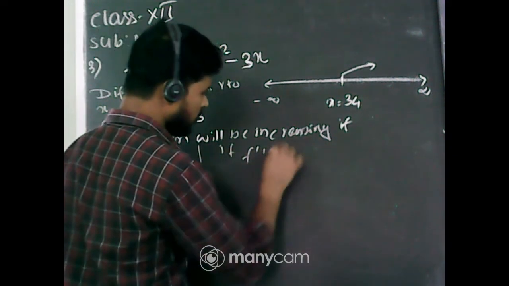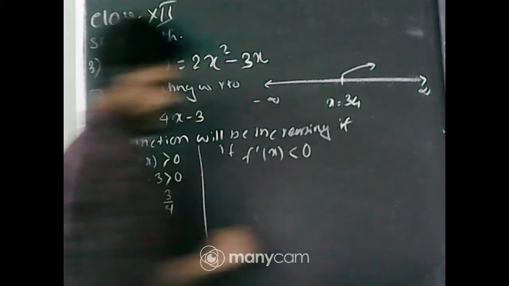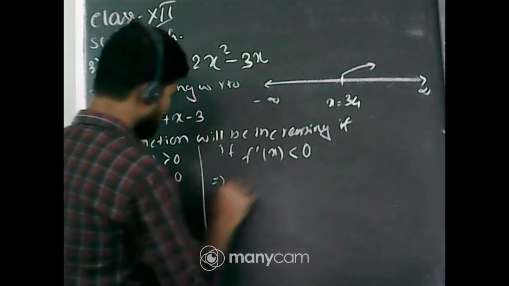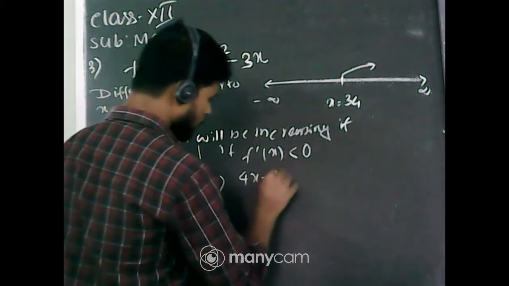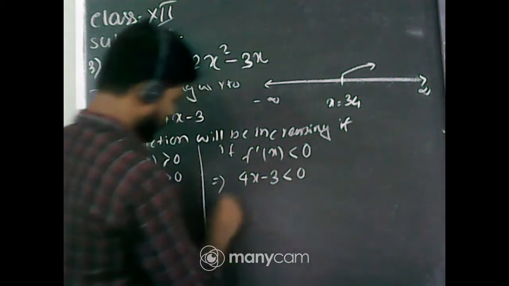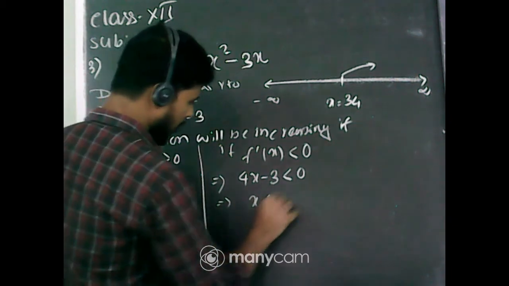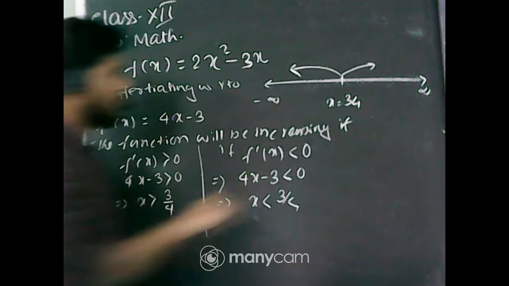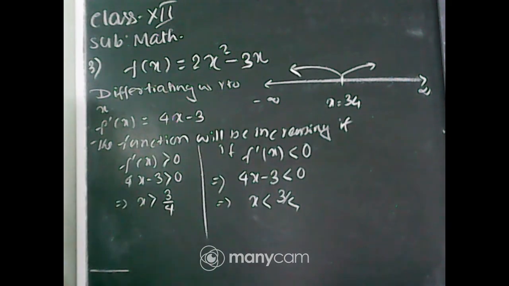f dot x is less than 0. That means 4x minus 3 is less than 0. Means from here we have x less than 3 by 4. So for x less than 3 by 4, the function is strictly decreasing.